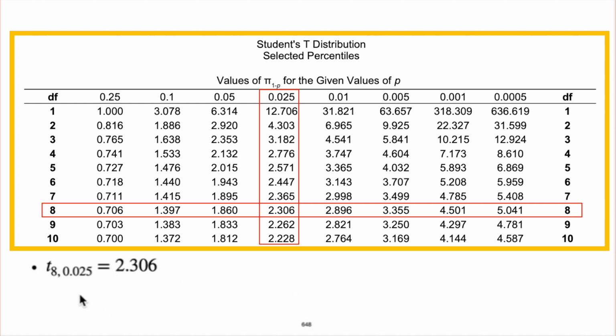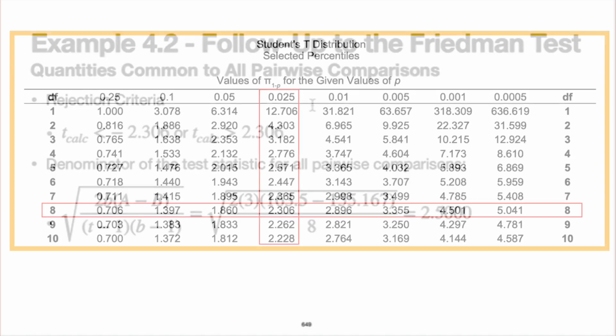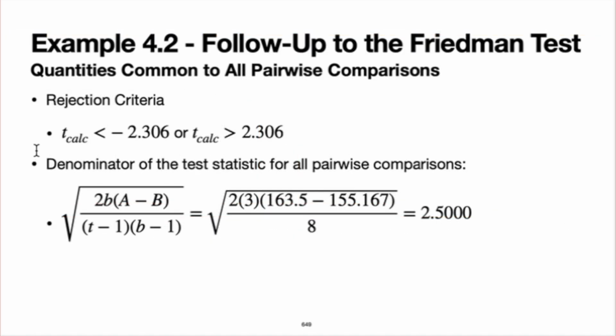So the upper 2.5 percentage point of the t-distribution with 8 degrees of freedom is 2.306, and you can look that up in the t-table. And so from that we get our rejection criteria. We're going to reject the null hypothesis if t-calc is either less than the lower critical point of negative 2.306, or if it's greater than positive 2.306.